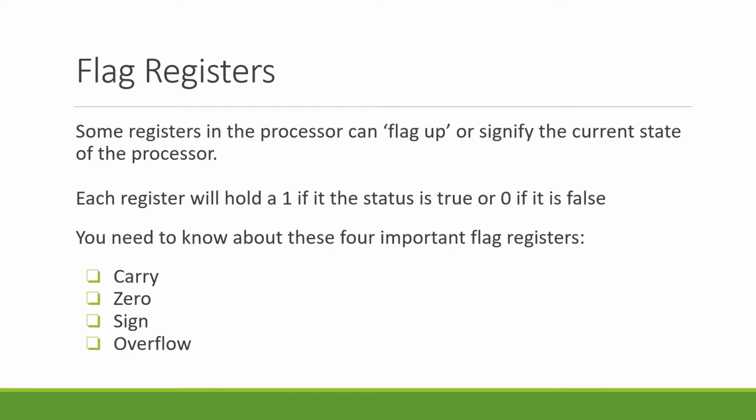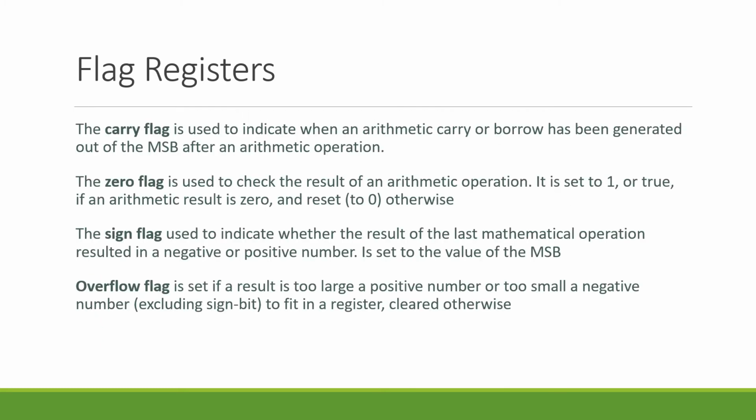And we need to know about 4 important ones in this presentation: whether there's a carry, whether the result is 0, if there's a sign to be negative or positive, and if an overflow error has occurred. Carry, as we saw in the worked examples, is when you add 2 numbers together and have a carry into the next column. This is when the carry flag would be set when there is a carry out from the 8th bit, the most significant bit.